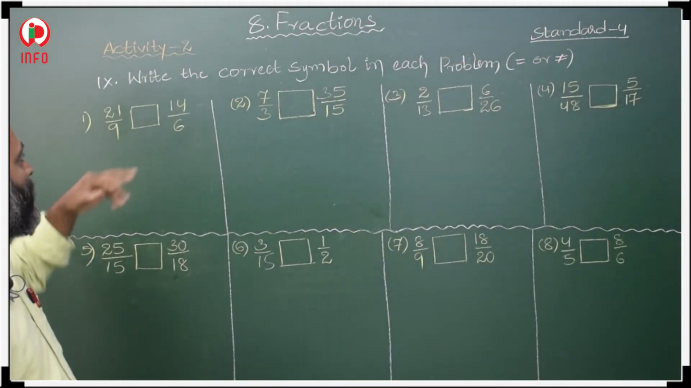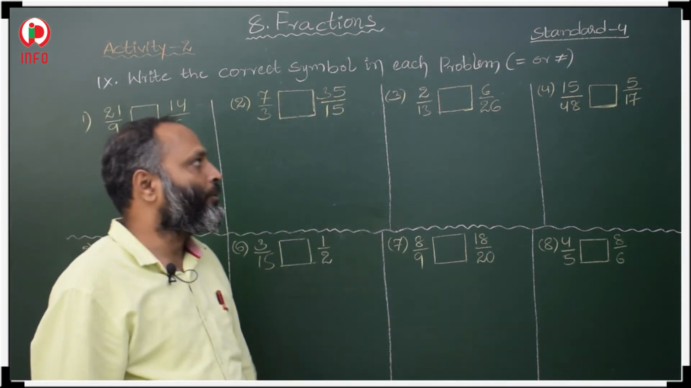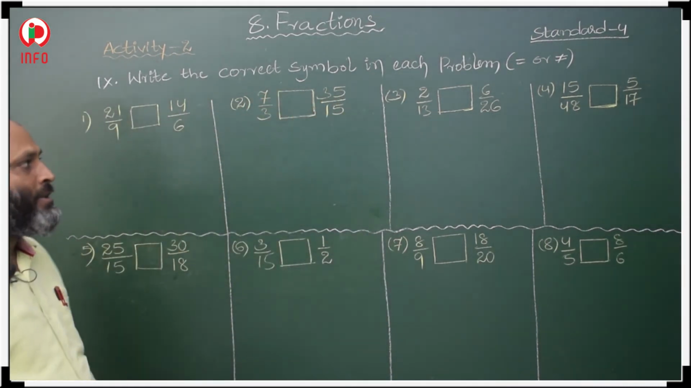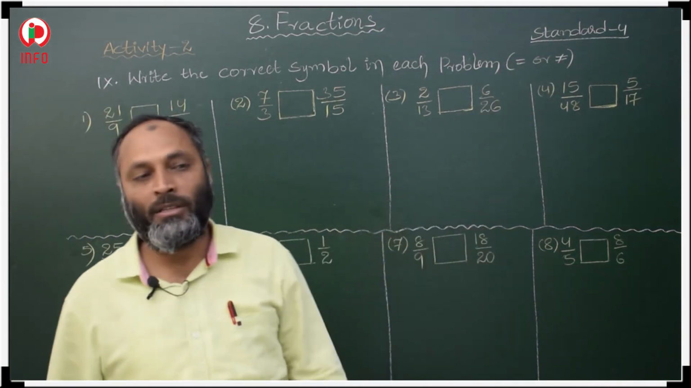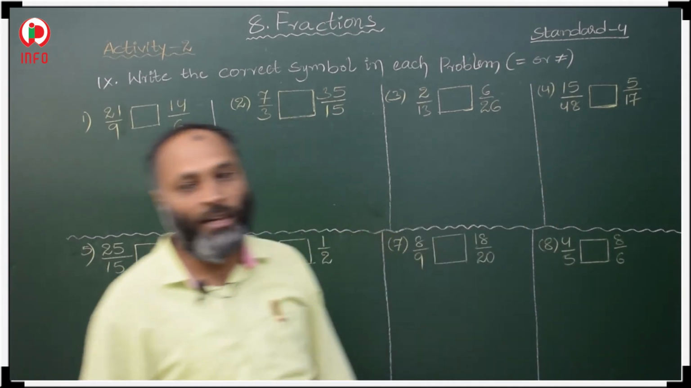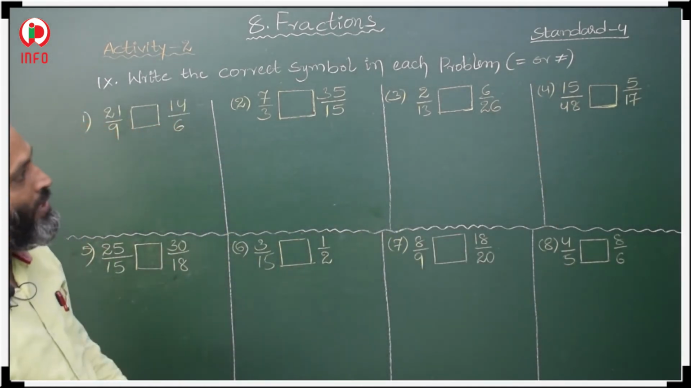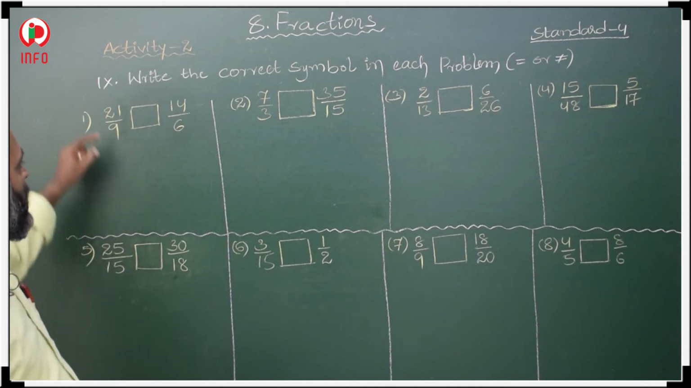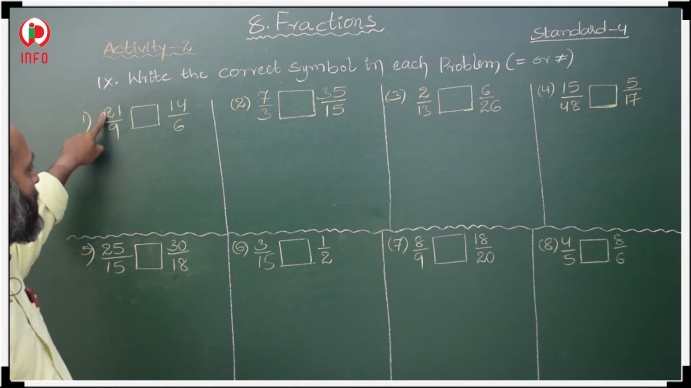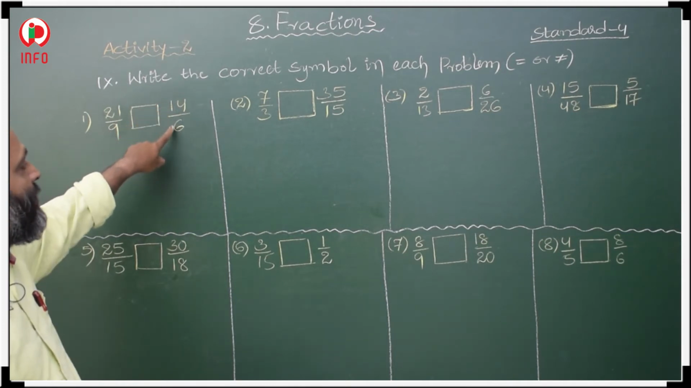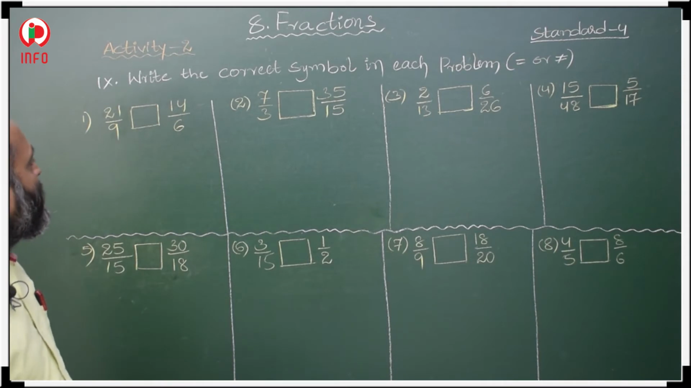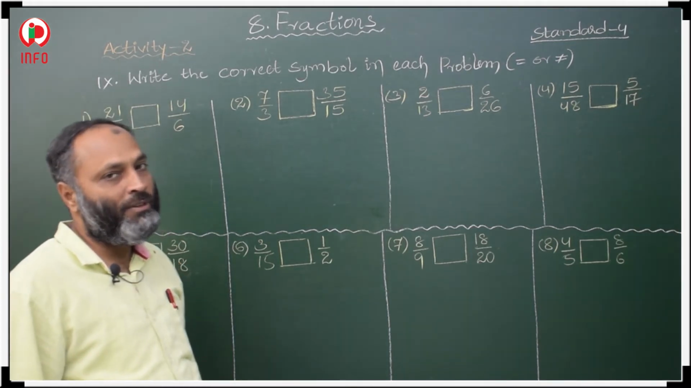Now next, the ninth bit: write the correct symbol in each problem. Either equal to or is not equal to, these two symbols we have to use. See here, this number is divided by 7 and this number is divided by 3. We see whether these are equal or not by cross multiplication.